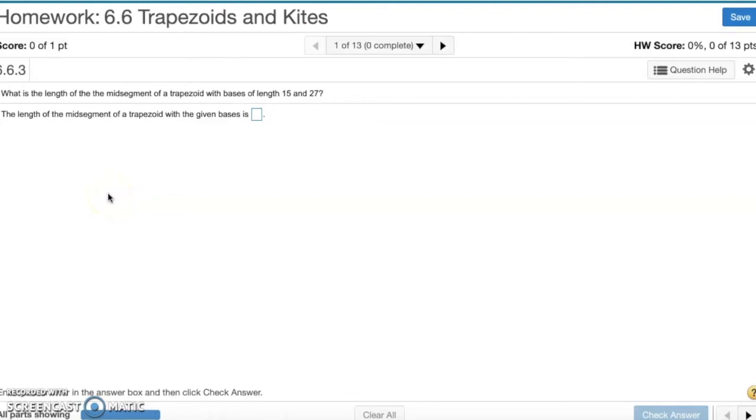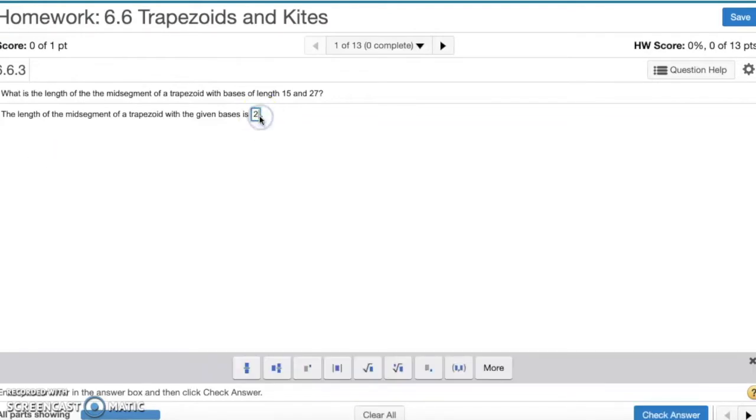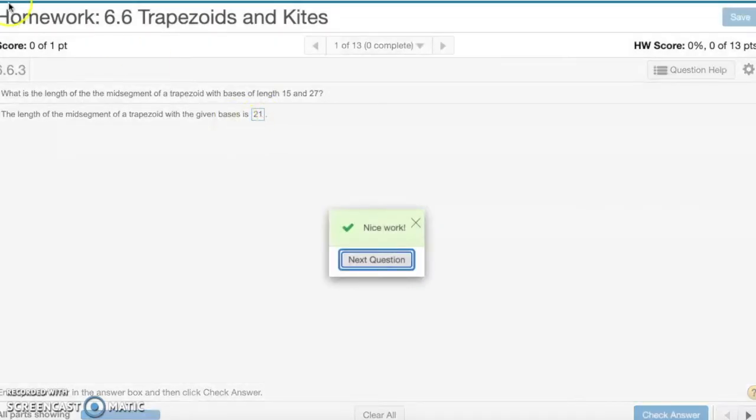6.6 Trapezoids and kites. Number 1. What is the length of the mid-segment of a trapezoid with bases of length 15 and 27? To find the mid-segment, we add up these two numbers and divide by 2. So 15 plus 27 is 42. Divide 42 by 2 and we get 21. That's the answer for number 1.